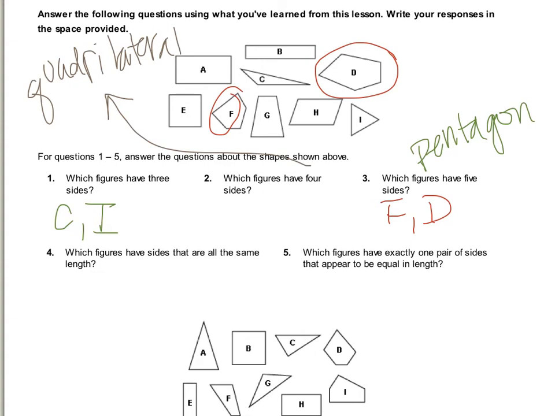Number 5 says which figures have exactly one pair of sides that appear to be equal in length. Anytime you have a pair of sides that are equal in length, that is considered isosceles. If they have a pair of sides that are equal in length, it's something isosceles. It could be an isosceles trapezoid or an isosceles triangle. In this case, they want to know which of these have one pair that is equal. Well, G would have that.